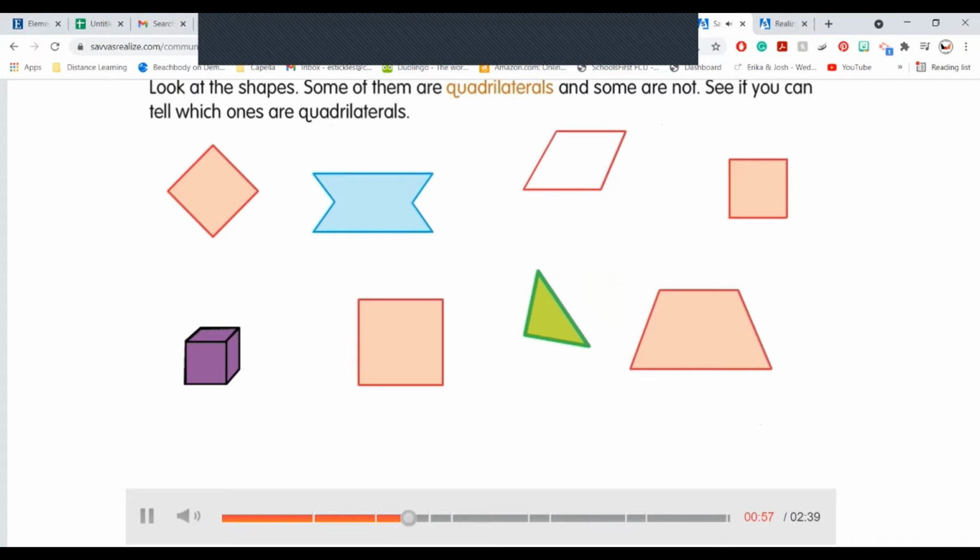Look at the shapes. Some of them are quadrilaterals and some are not. See if you can tell which ones are quadrilaterals. Well, a quadrilateral is a shape that has four sides. So I'm going to try and see which ones have four sides. So this has more than four sides. This one has four sides. So we can do all the squares that are in here. And then the purple one and the blue one and the green one, those ones have more than four sides or less than four sides. So a lot of these are quadrilaterals, but not all of them.